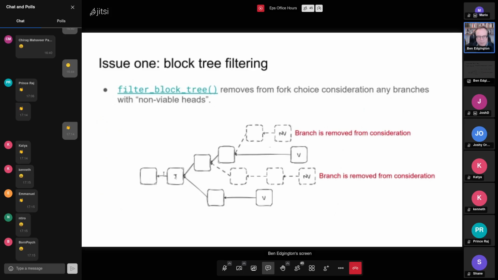So here we are. If we start with the justified block, this is the second block from the left here. We've got our block tree, which we're feeding to LMD Ghost. But before we run the get head algorithm, we're filtering out some branches with non-viable tips and removing them from consideration.